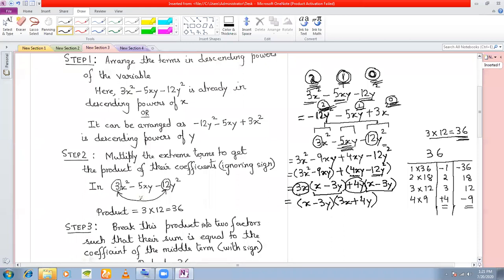Sir, I couldn't understand the 3x square minus 9xy step. You mean this step? So just before that. This step you said you could not understand. No, sir, just before that, just one step before this one. Yes, sir. That means start from the beginning.